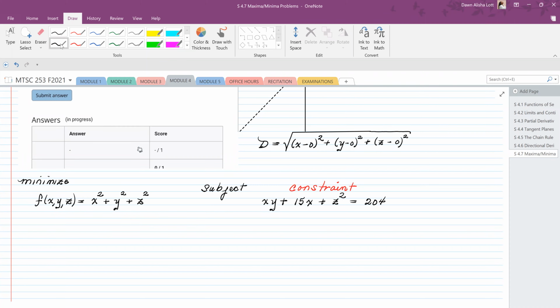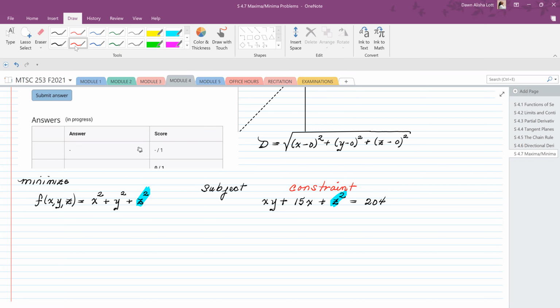Y? No. Z. Z, because that's easy. Here's Z squared and here's Z squared. Okay, so I would have to solve for X over here. That's hard. I'd have to solve for Y over here. That's hard. It's better to just solve for Z.